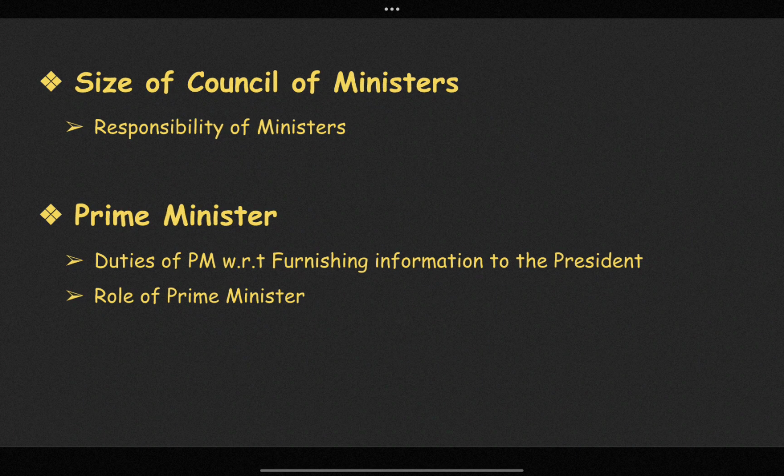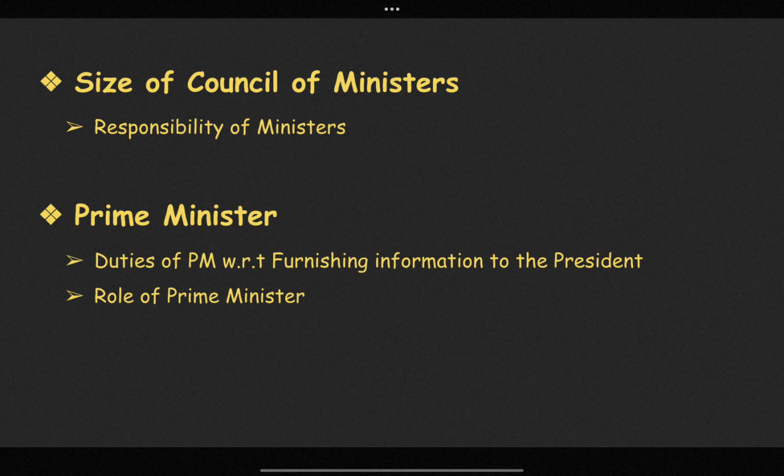Now we are proceeding with the responsibilities of the ministers, that is, to whom the ministers are responsible. There are two levels: one is individual responsibility and the second is collective responsibility. Let us discuss individual responsibility first. At the union level, it is mentioned in Article 75 clause 2 that a minister is individually responsible to the president. That is, the minister holds office during the pleasure of the president. The president appoints the minister and only the president can remove him.